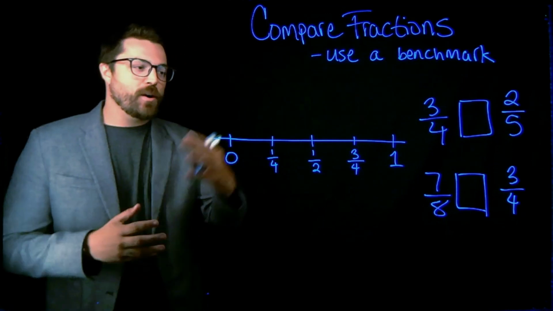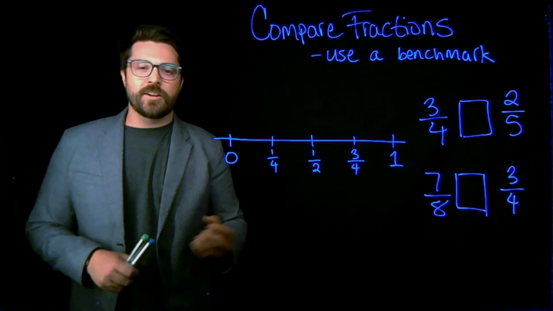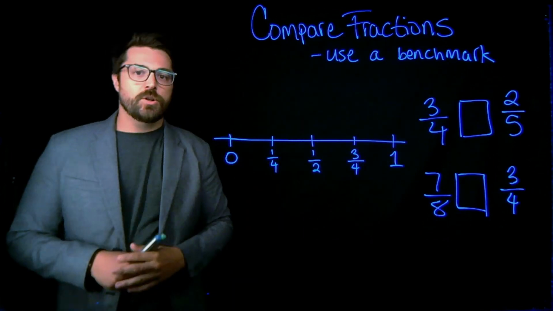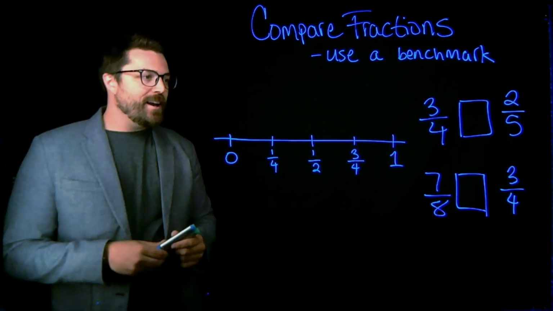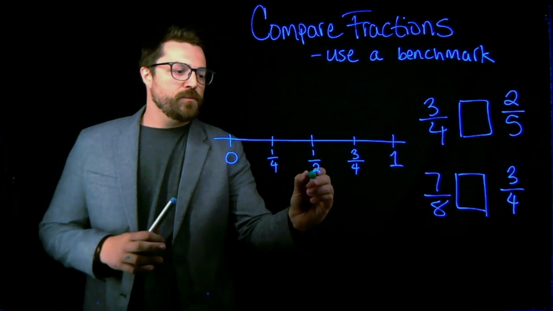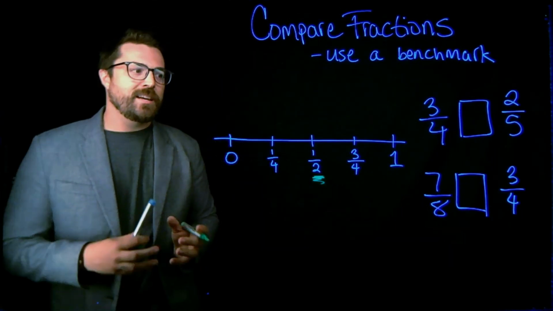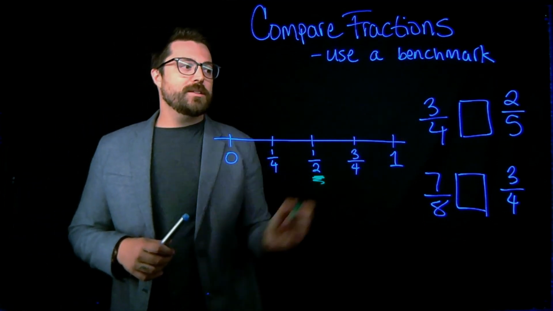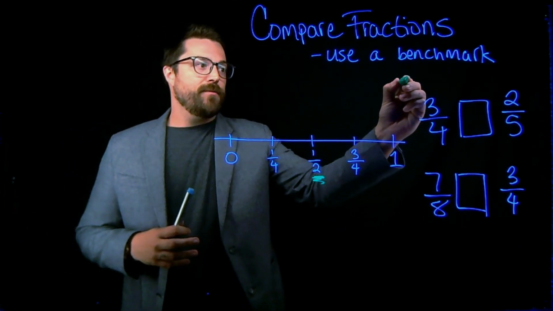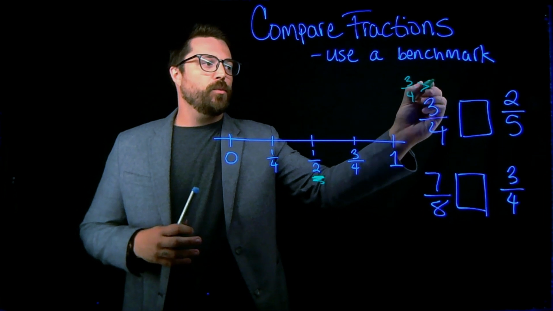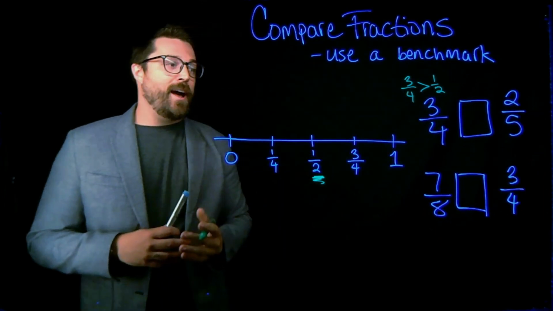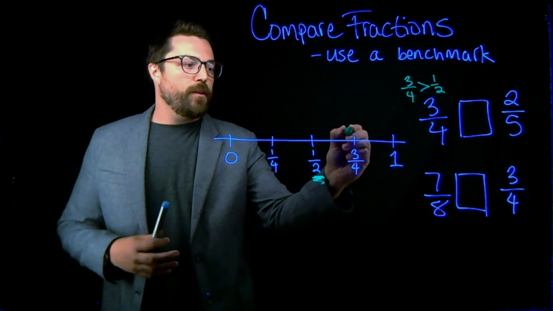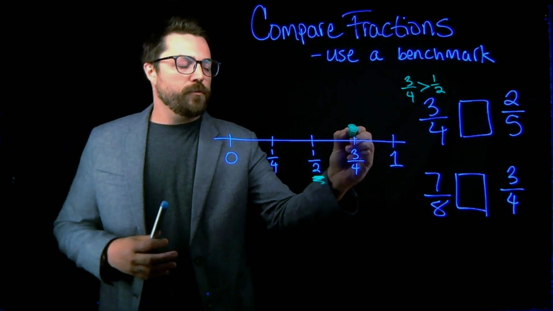I'm going to model this with the number line. I think a number line is a good way to see that. When I look at 3/4 and 2/5, I can compare both of these to that benchmark quantity of 1/2, because I know that 3/4 is greater than a half. I'm just going to write that here: 3/4 is greater than 1/2. In fact, 3/4 is one of those benchmark quantities, so I'm just going to mark that right here.